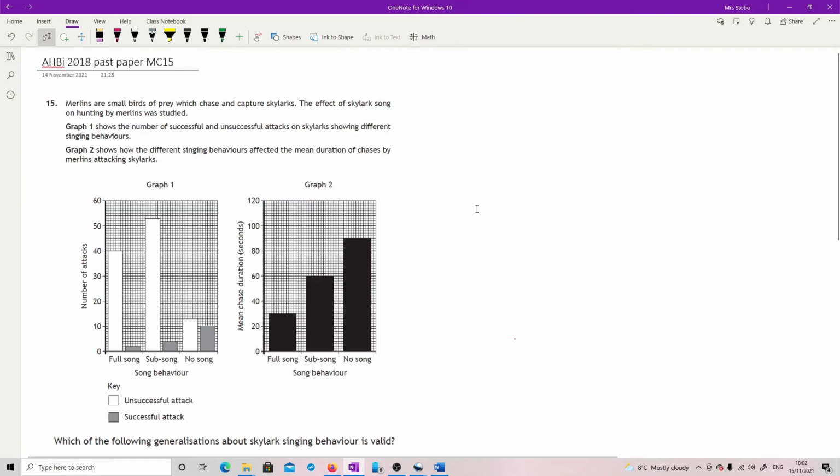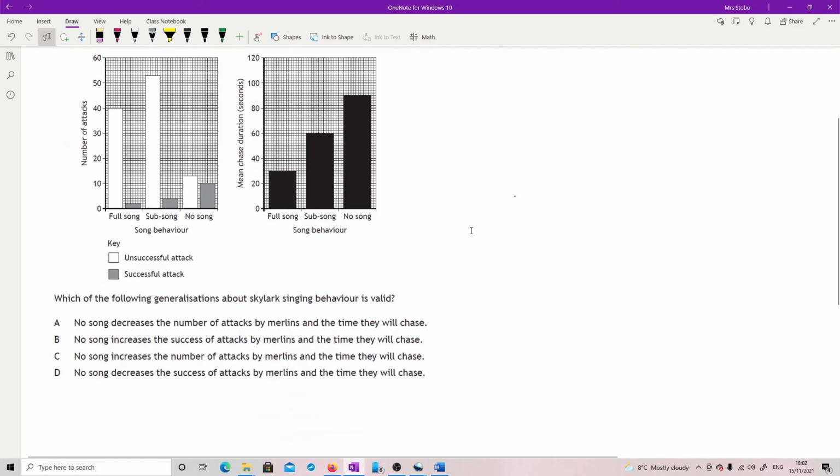Okay, question 15. Merlins are small birds of prey which chase and capture skylarks. The effect of skylarks' song on hunting by merlins was studied. Graph 1 shows the number of successful and unsuccessful attacks, showing different singing behaviours, and graph 2 shows how the different singing behaviours affected the mean duration of chases by merlins attacking skylarks. I'm just going to move this down so we can actually see the question set here. Which of the following generalisations about skylark singing behaviour is valid?